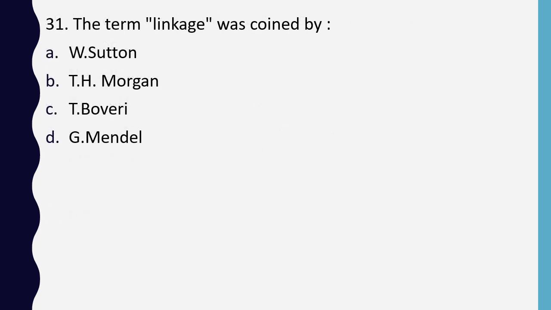Question number 31. The term linkage was coined by W. Sutton, T. H. Morgan, T. Boveri, G. Mendel. Who coined the term linkage? Correct answer is option B, T. H. Morgan.